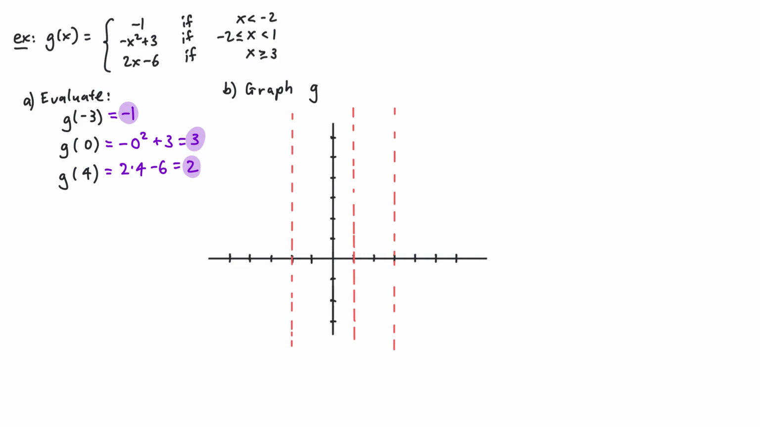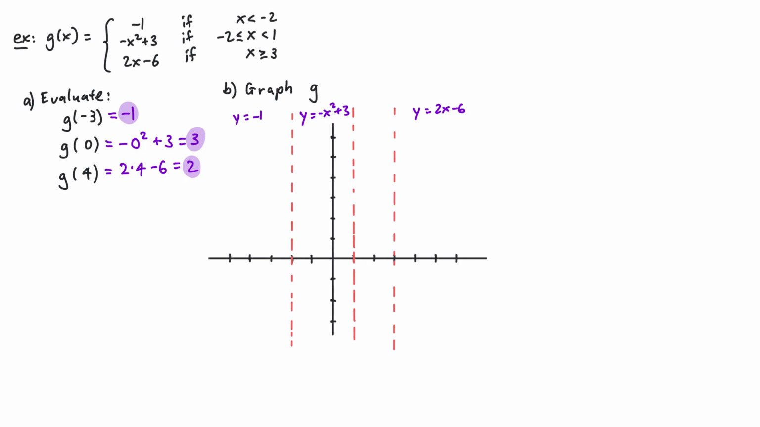Let's write down what we'll be graphing on each piece. Remember, on the first piece, our function behaves like negative 1, so we'll be graphing y equals negative 1 on this leftmost piece. On the second piece, for x values between negative 2 and 1, our function behaves like negative x squared plus 3, so we'll be graphing y equals negative x squared plus 3 on that middle piece. And then for our third piece, for x values greater than or equal to 3, our function behaves like 2x minus 6, so we'll be graphing y equals 2x minus 6 on this rightmost piece.